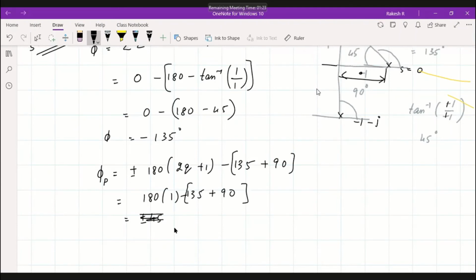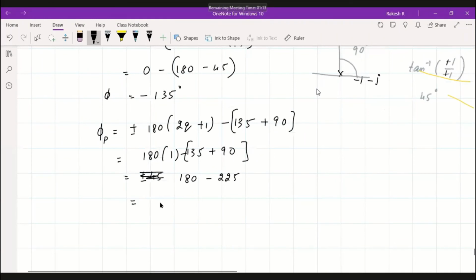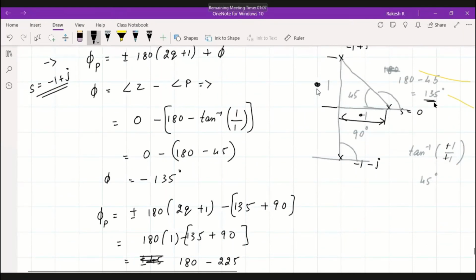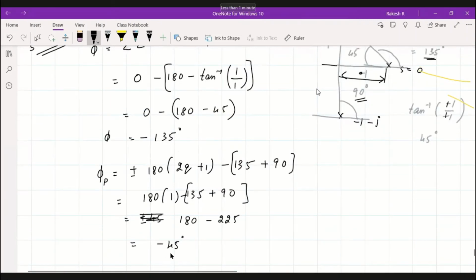Now how much is this one? 180 minus 225, since 135 plus 90 is 225 degree. So this is minus 45 degree. Why have I considered this one? Because this angle is 135, but for this angle I also need to consider the contribution of the pole, that is 90 degrees. So 135 plus 90 is 225, and 225 minus 180 is minus 45.